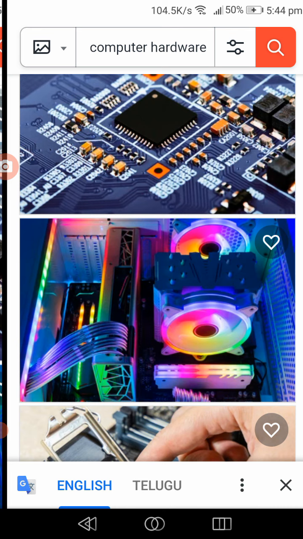Next question, what is a switch? A switch is used to connect multiple devices such as computers, printers and scanners. Then what is a modem? Modem is a hardware device used for data transfer from one computer network to another computer network through telephone lines.